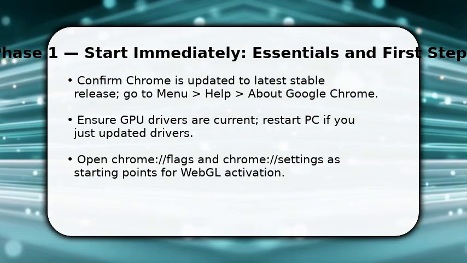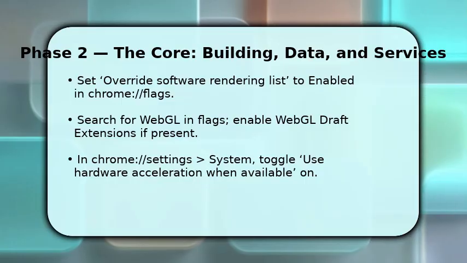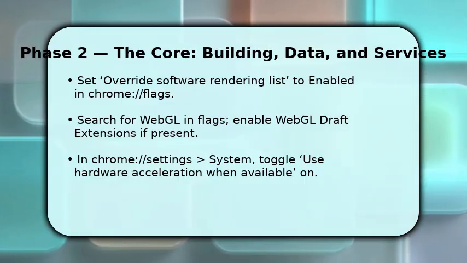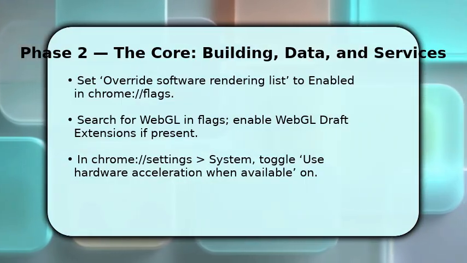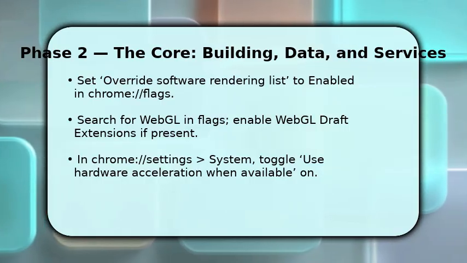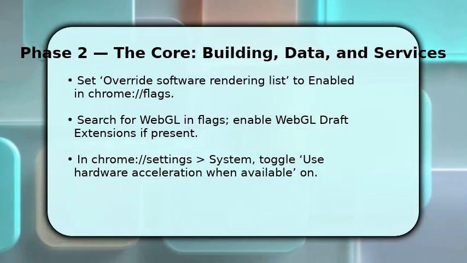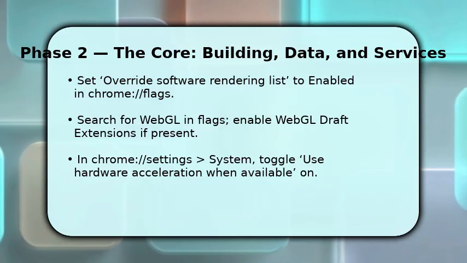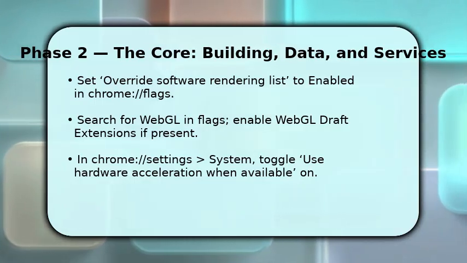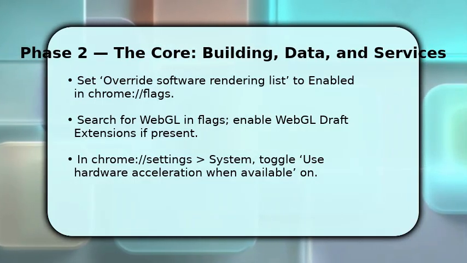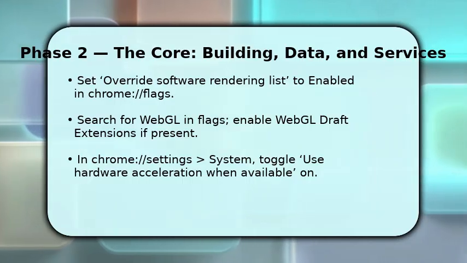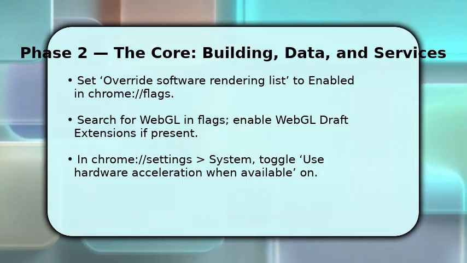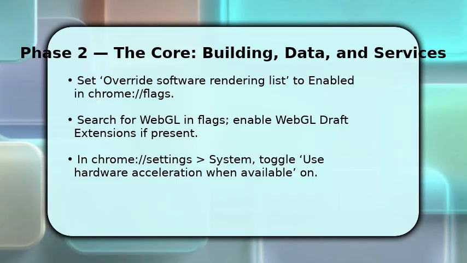In chrome://flags, enable override software rendering list so Chrome uses GPU features even if blacklisted. This forces hardware acceleration. Then search for WebGL-related flags and enable WebGL draft extensions only if needed for experimental content. After that, open chrome://settings, go to System, and turn on Use hardware acceleration when available.